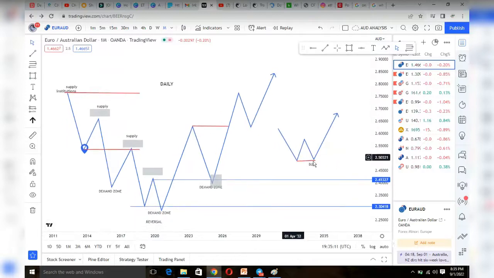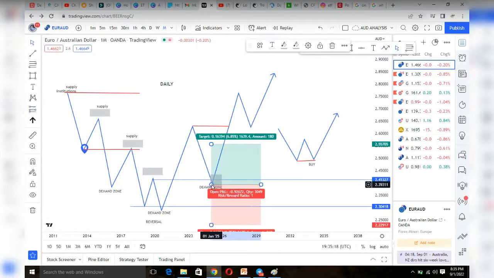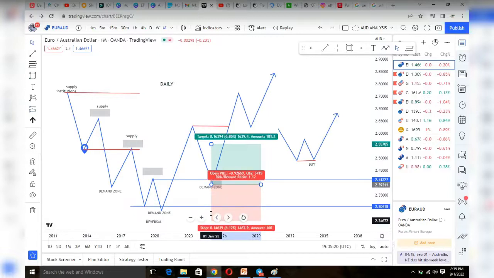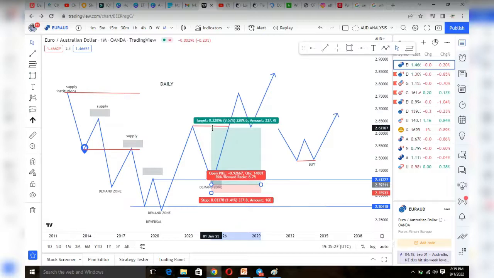So now imagine we enter this market here and we go long. Let's say we enter from here. I'll just do some risk to reward ratio, just like this. I'll just target this level, this supply zone here, just to be on the safer side.